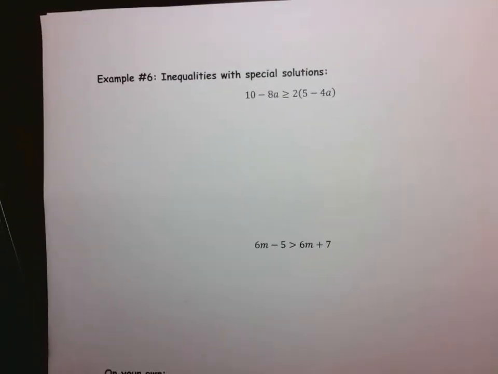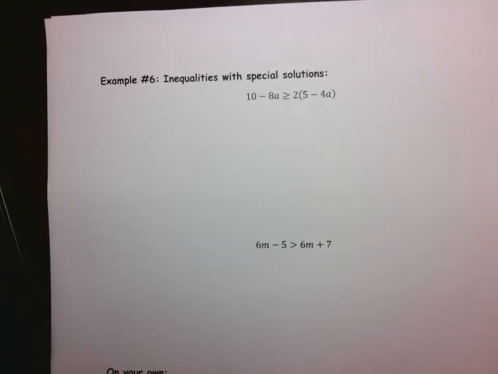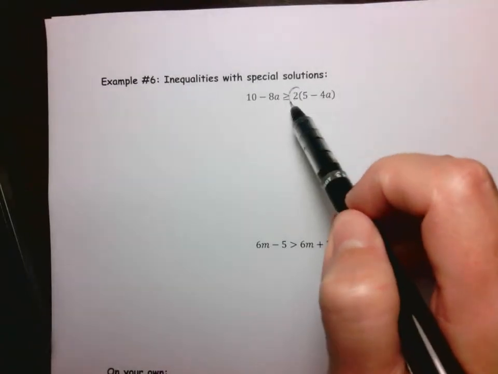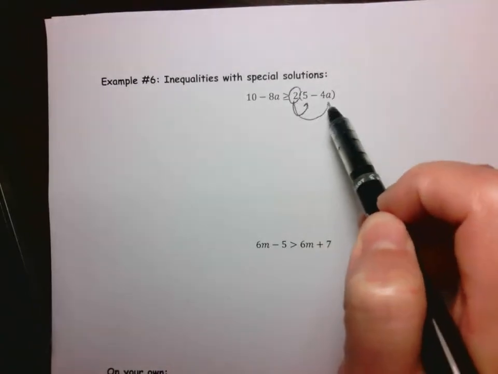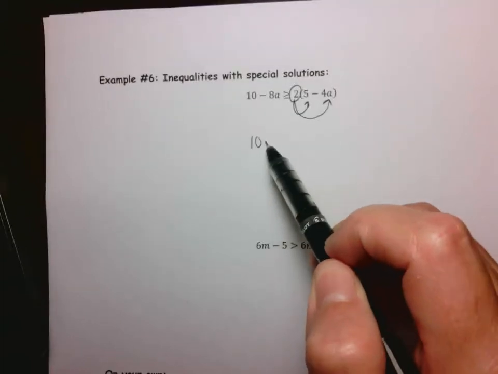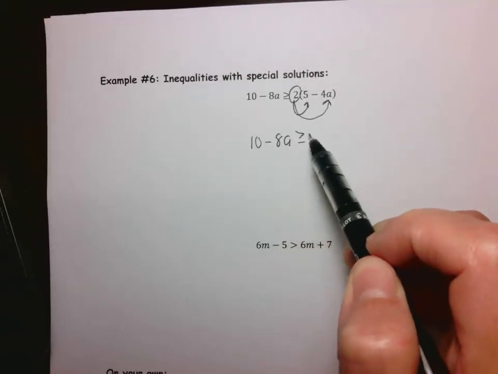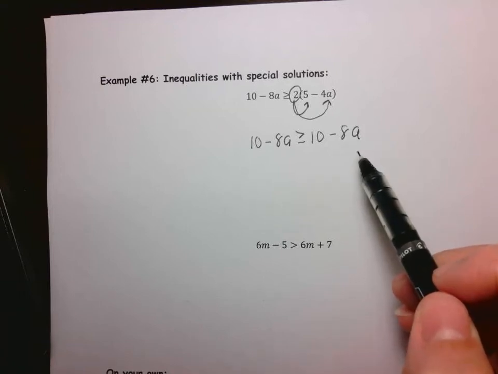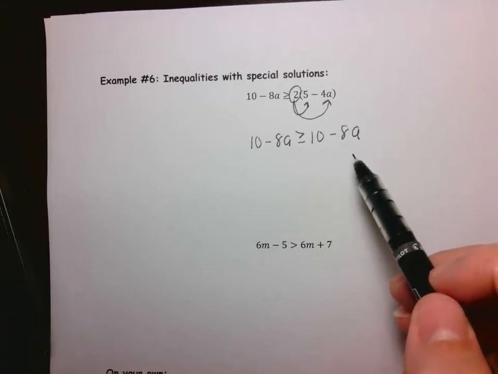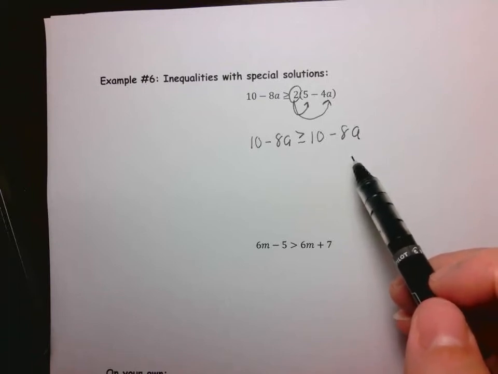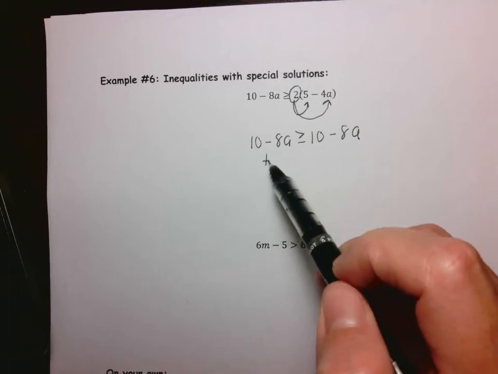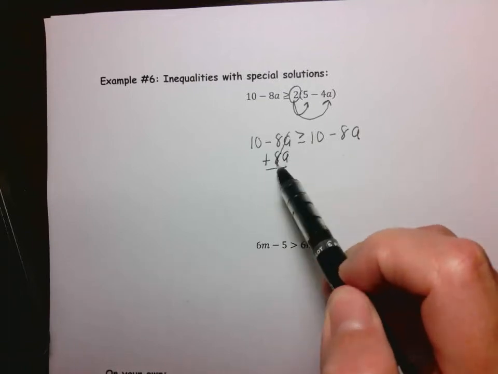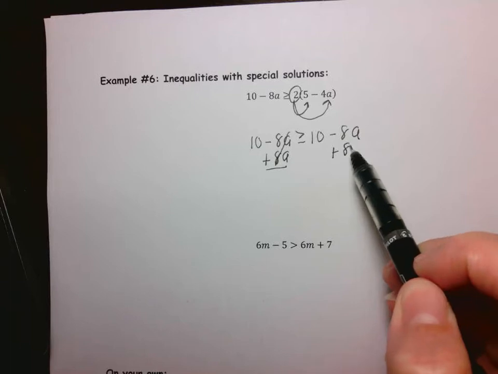Okay, last example. Let's go ahead and solve this. Let's simplify everything that's on one side of the inequality symbol. So that means I want to distribute my 2. Now, don't just stop there, because when you're dealing with inequalities, you've got to be a little bit more careful. So let's go ahead and remove my variable by adding 8a to both sides.